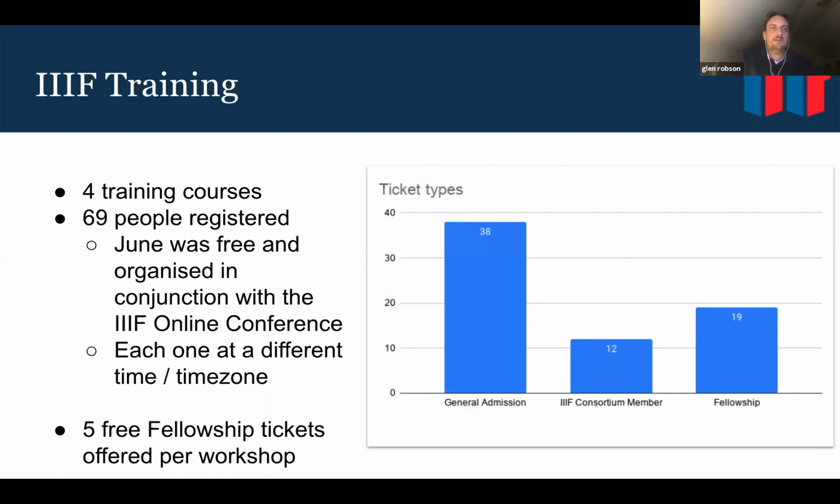So we offer 3 types of tickets: one which is available for everyone, a discounted consortium ticket, and also 5 free diversity tickets per course. The first course in June, which was slightly different, was run as part of the IIIF Online Week, and that was free for everyone as a trial. But we've seen really good take-up of fellowship tickets, which, among many other things, increases our reach across the world. And if you go to the next slide.